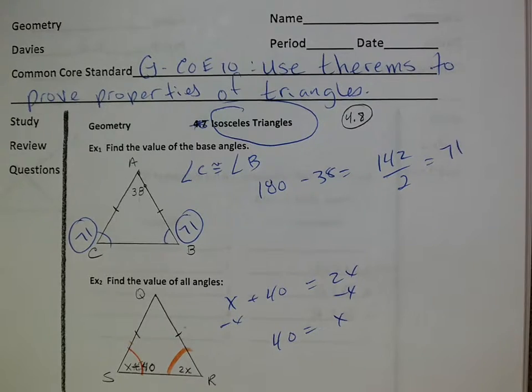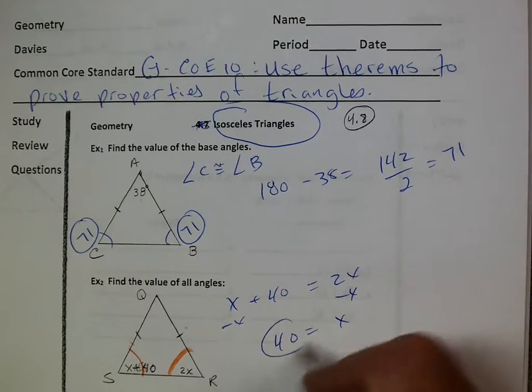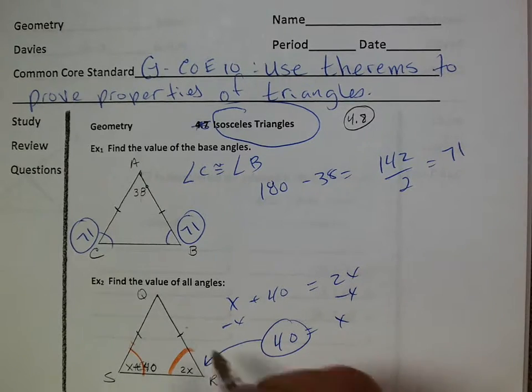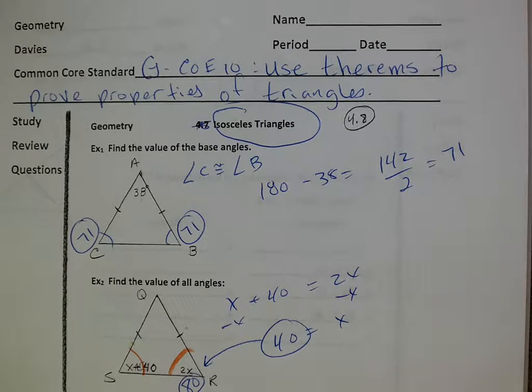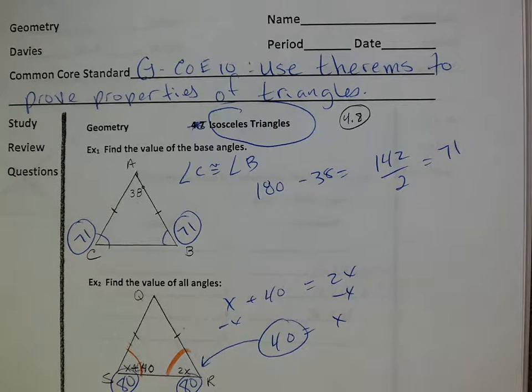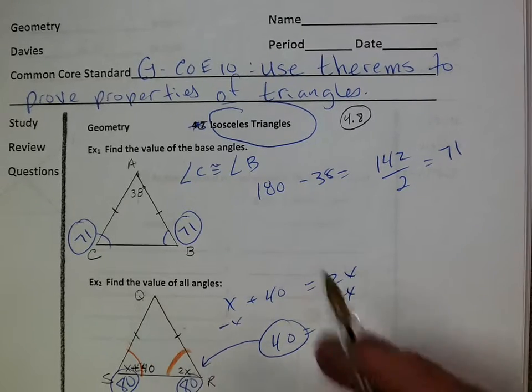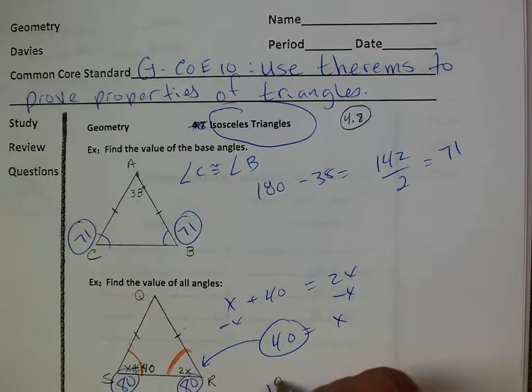So I've got 40 equals 1x, which is the same thing as x. So x is 40, but that's not the answer, right? X is 40, but that's not the answer. So let's take my 40 and plug it in. So 2 times 40 is 80. This one's also got to be 80 because we said they're equal, right? We could also plug it in. To get Q, we'll have to take 180 degrees minus the two 80s.